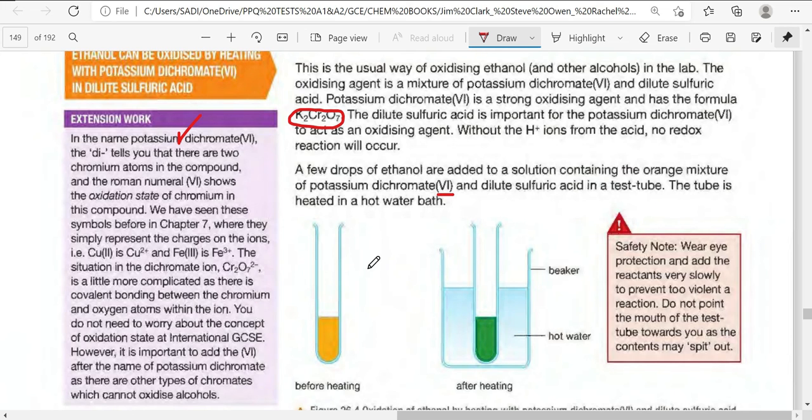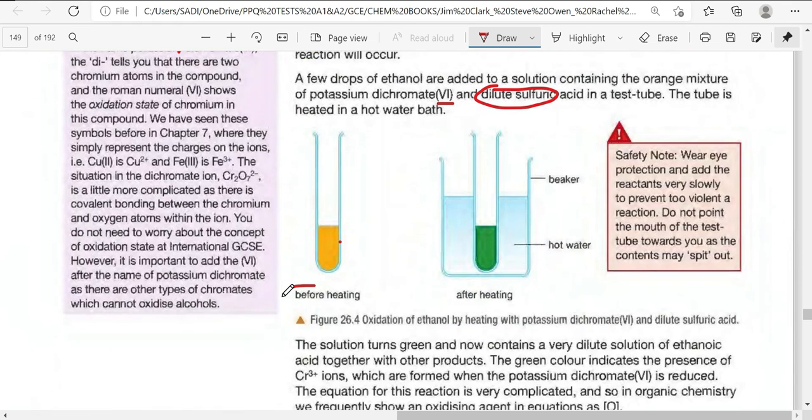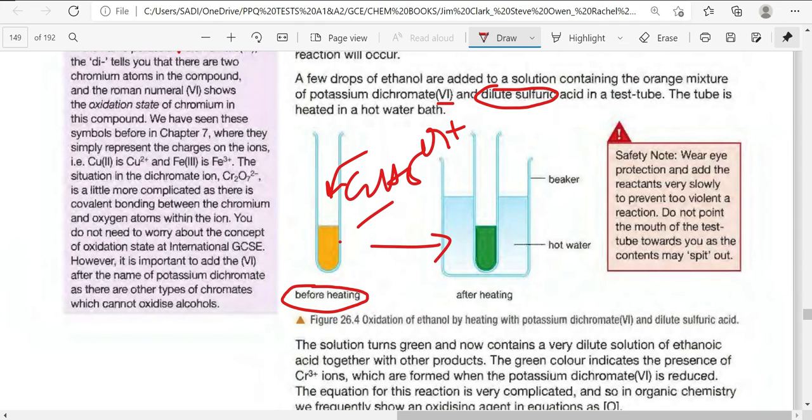This is a strong oxidizing agent. It doesn't work without sulfuric acid. So what are we going to do? We are going to prepare this solution with sulfuric acid, and then we are going to add alcohol to this, which is C2H5OH. Any of the alcohols you add here. If you see the color changes there, it means it's an alcohol. If there is no color change from orange to green, it's not an alcohol.